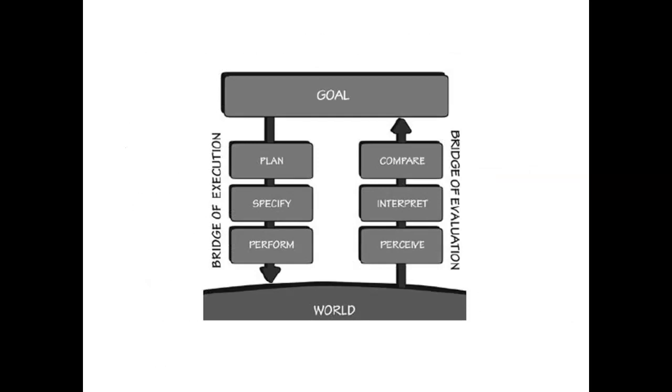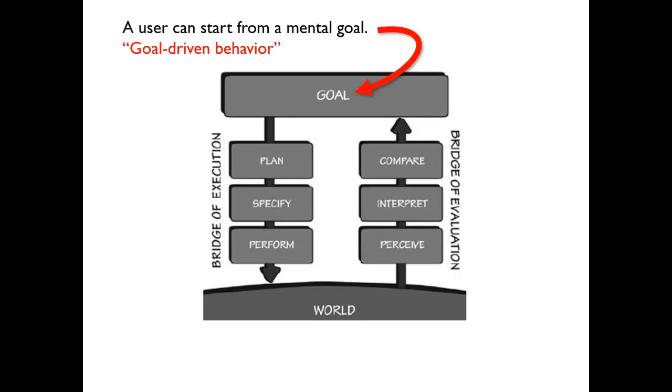When we look at this model, there are two different ways we can go about using it. We can start off from a mental goal. This is called goal-driven behavior. So I want to buy a concert ticket, and I want to go to the Sepultura show. Okay, great. How am I going to get there? I need to plan what I want to do. I need to specify how I'm going to do it. I need to perform it.